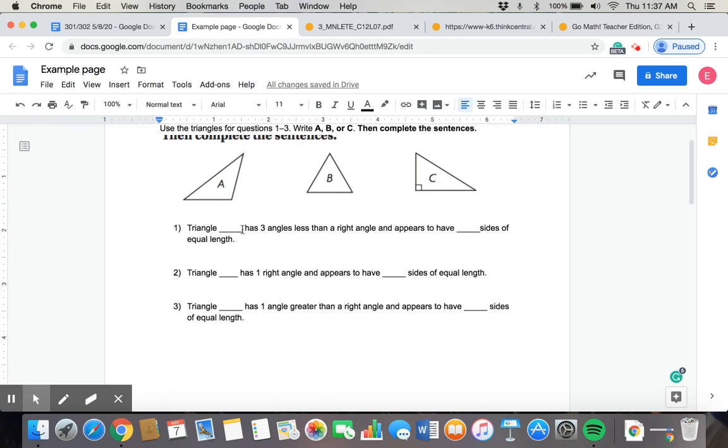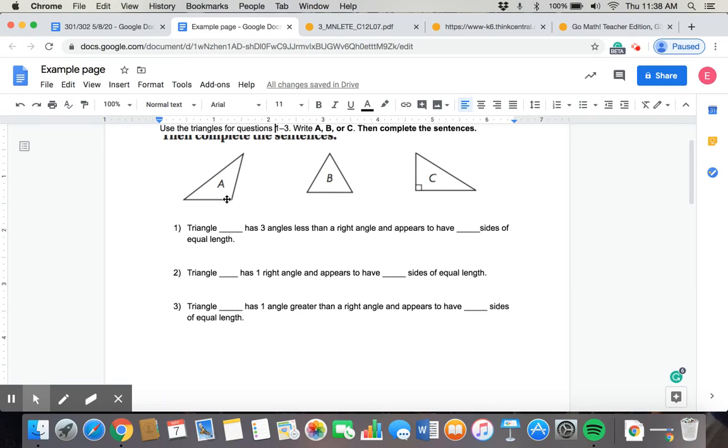Triangle blank has 3 angles less than a right angle. So I'm going to stop right there before I even keep reading because I need to first figure out which triangle I am talking about. So I'm going to reread it again. Triangle blank has 3 angles less than a right angle. Well, if I look at triangle C, I see that it has a little square in the corner. So I already know it can't be that because that has a right angle. And we know that triangles only have 1, 2, 3 angles. So it's not possible for all of them to be less than a right angle.